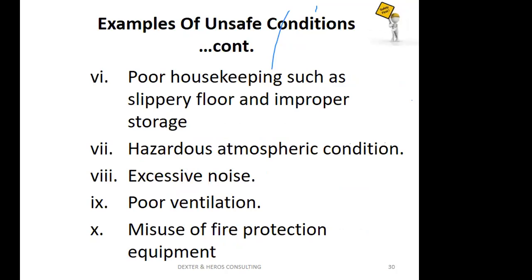Poor housekeeping, a topic on its own we'll discuss. Housekeeping means things being where they are supposed to be. When you have poor housekeeping, it's an unsafe condition. Slippery floors, like we said. Trailing wires, unsafe condition. Hazardous atmosphere, for example, if there's not enough oxygen here, unsafe condition. Maybe if there are toxic gases in here, those are hazardous atmosphere. Excessive noise, poor ventilation, misuse of fire equipment. So friends, what is the point? We are simply saying accidents are caused by unsafe acts and unsafe condition.